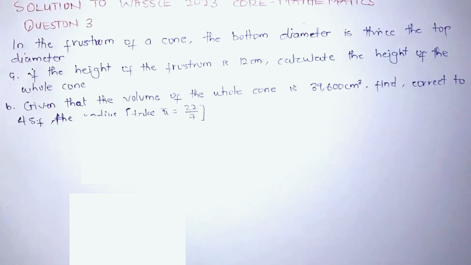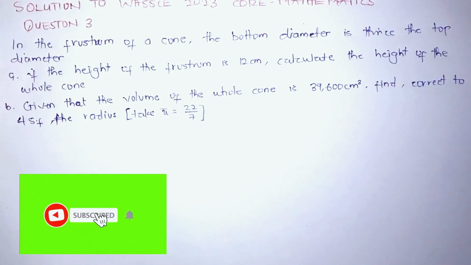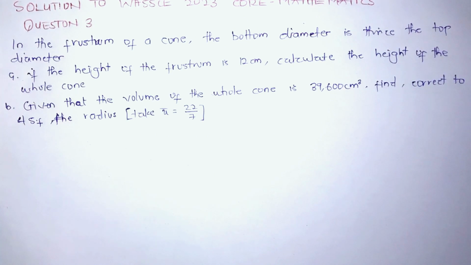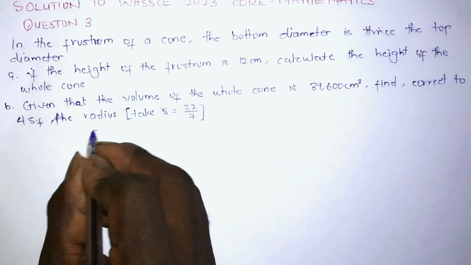So question 3. In the frustum of a cone, the bottom diameter is twice the top diameter. A. If the height of the frustum is 12 centimeters, calculate the height of the whole cone. So let's get into it. Solution.